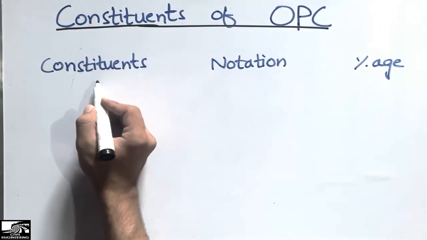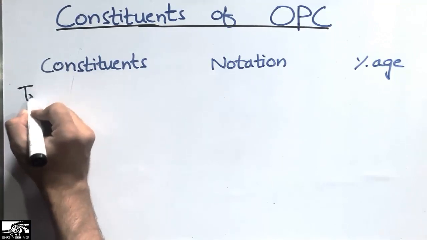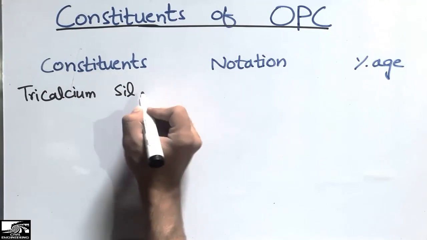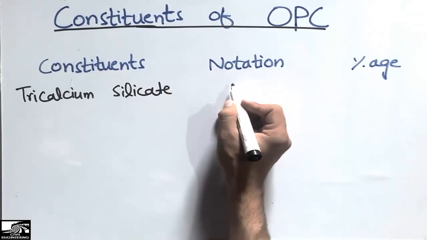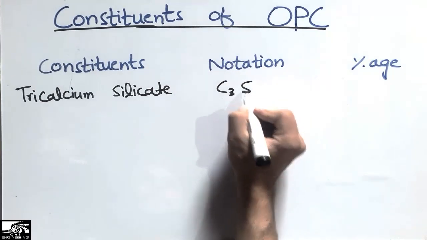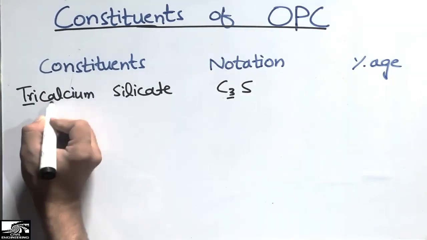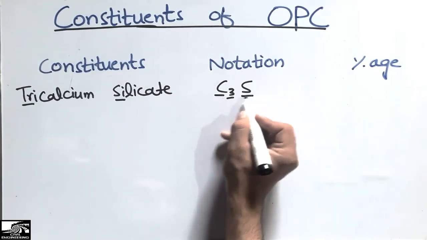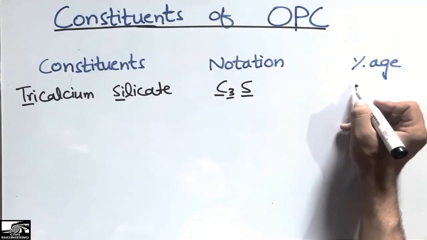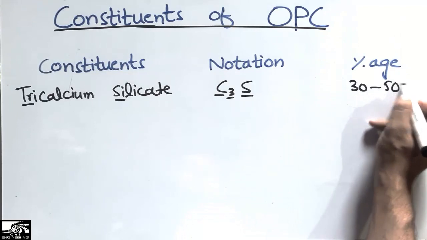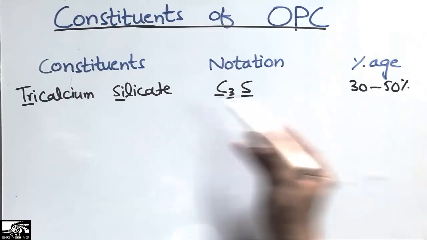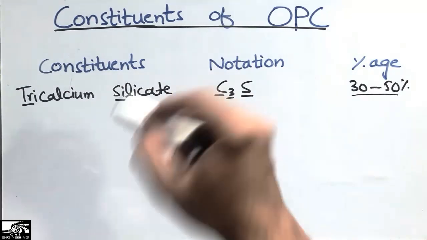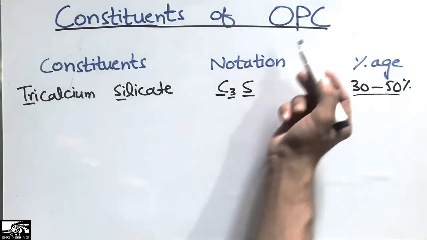The first component is Tricalcium Silicate. It is represented by C3S. Tri is 3, calcium is represented by C, and silicate is represented by S. So Tricalcium Silicate, and its percentage is almost 30 to 50%. The most used constituent of the cement is Tricalcium Silicate. This is the highest percentage used in the manufacturing of the cement.